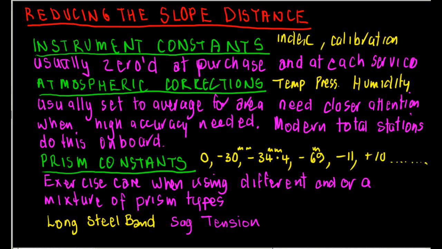Again, I just must make mention of the long steel band. The long steel band was used in the past, seldom used today, but there are additional reductions that are required for reducing the slope distance of a long steel band, and these relate to sag, the catenary calculations for the sag, and the tension that the sag has been applied to the band.